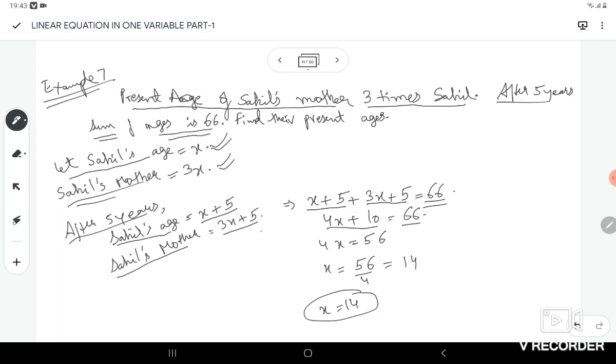to 66. And on transposing 10 to the right hand side, it becomes 66 minus 10, that is 56. So 4x becomes equal to 56 and x comes out to be equal to 14. So we can say that Sahil's present age will be equal to 14 years and Sahil's mother's age will be equal to 3 into 14, that is 42 years.